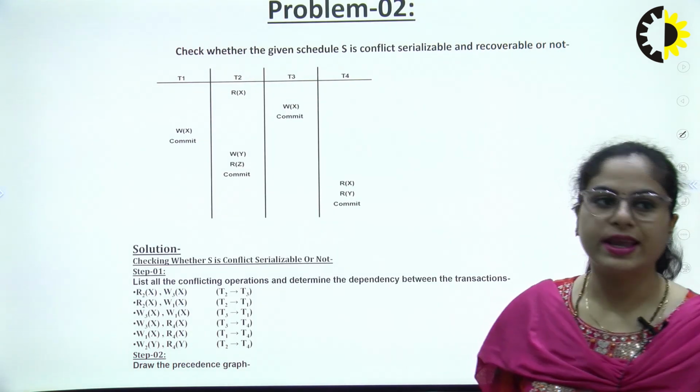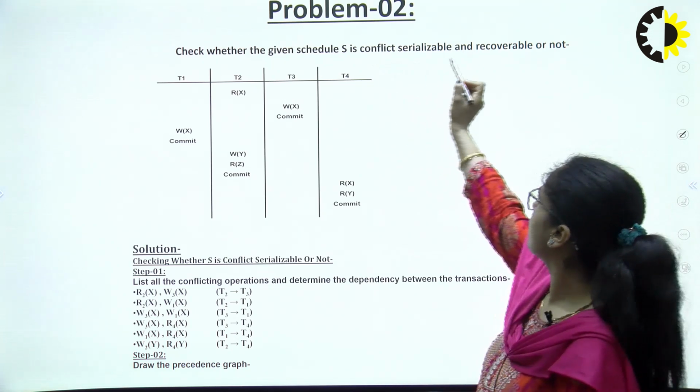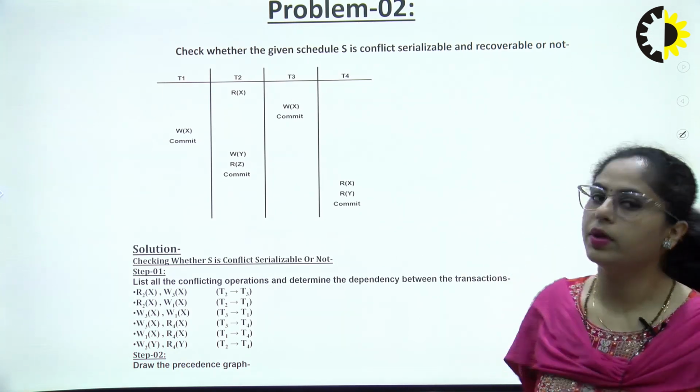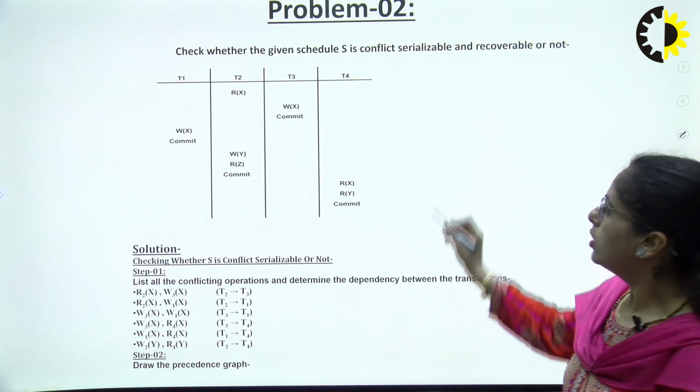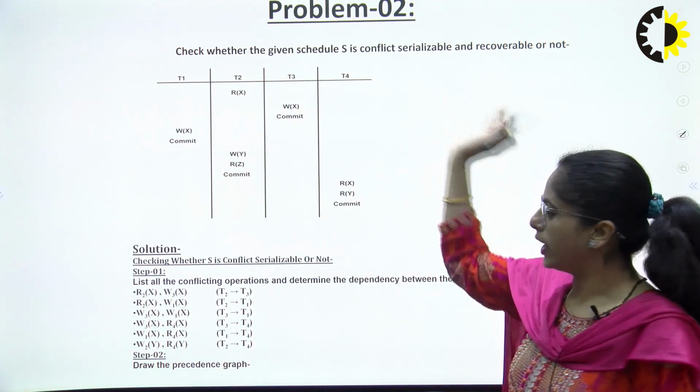Now, with the second example, check whether the given schedule S is conflict serializable or recoverable or not. So, the transactions are T1, T2, T3 and T4.